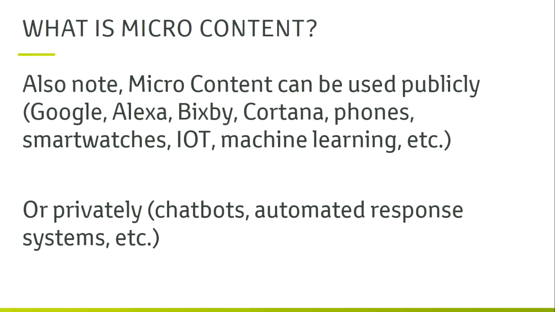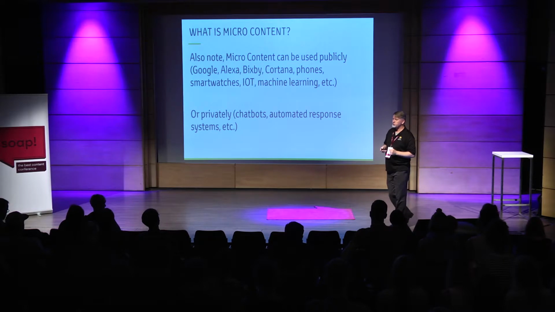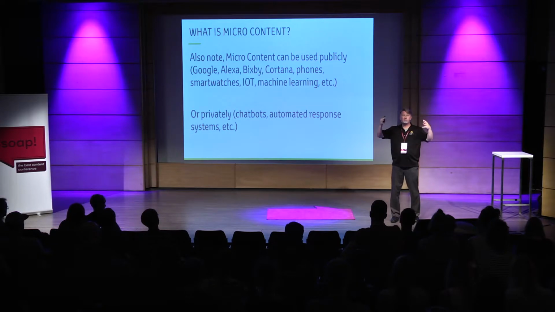Then there's private micro-content. Now that doesn't mean that it's behind a firewall. It still could be on the internet, but it's really designed to work within a single system. That's your chatbots, your artificial intelligence systems. They're designed to solve problems for specific customers in a specific situation. And this is why micro-content is so difficult to define. It's evolving in different directions.